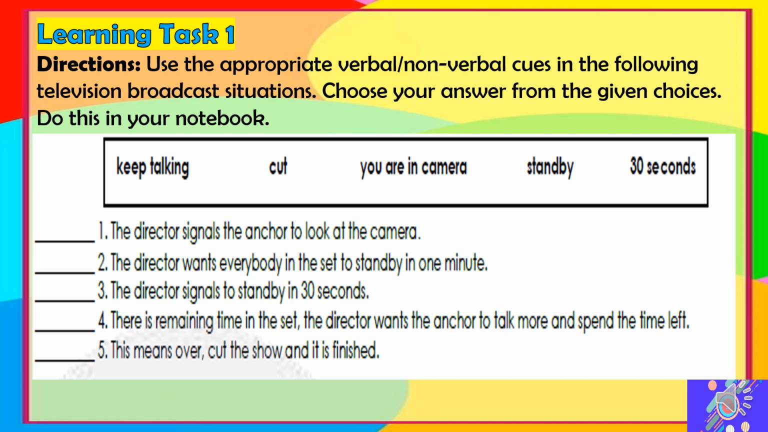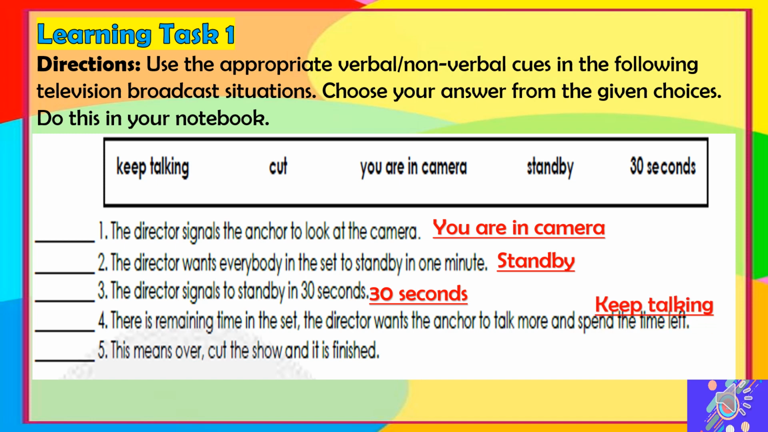Let us now answer learning task 1. For number 1, is your answer you are in a camera? Then you are correct. For number 2, if your answer is standby, you are also correct. Number 3, if your answer is 30 seconds, you got it. Number 4, if your answer is keep talking, you are correct. And number 5, this means over, cut the show when it is finished. The answer is cut.